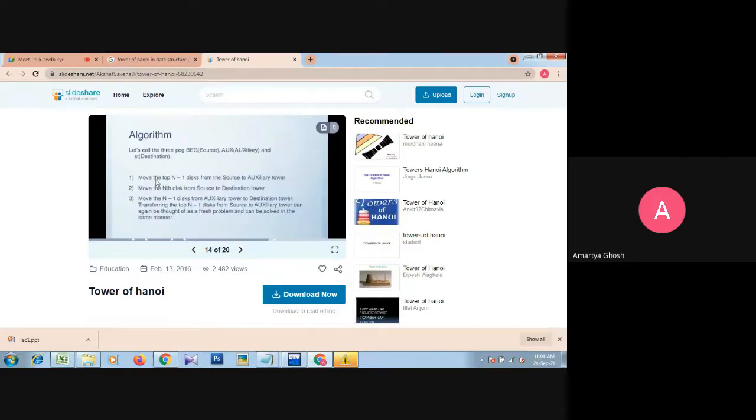So move the top n minus 1 disks, because if there is n number of disks, then n minus 1 disks, from the source to the auxiliary tower. Next step is move the nth disk from the source to the destination tower. Move the n minus 1 disks from the auxiliary tower to the destination tower. So this is the procedure, this is the algorithm basically, and we have to implement this algorithm in our C code.